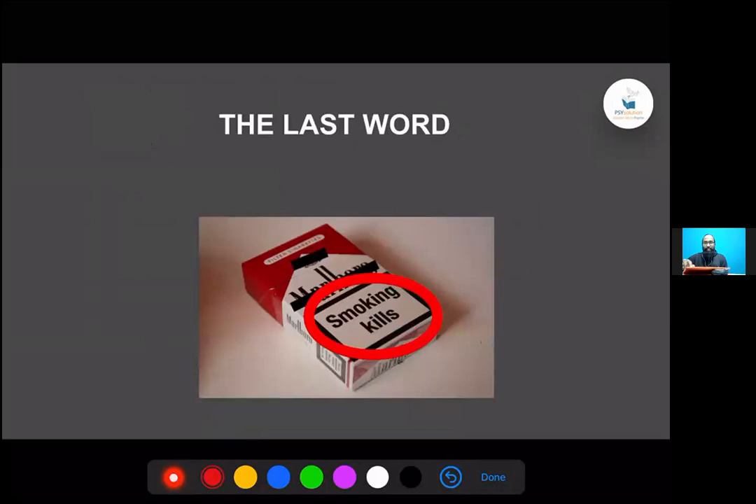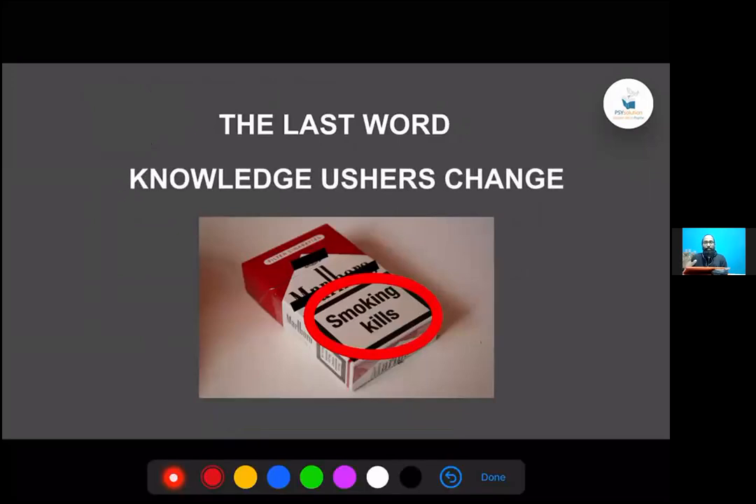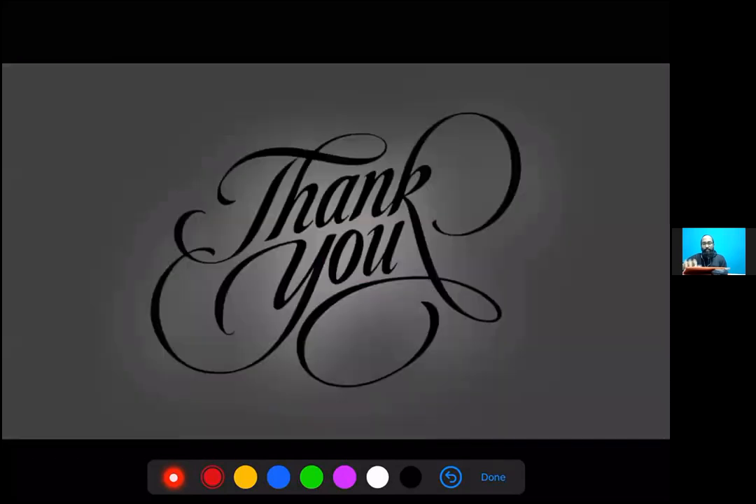So the last word is: knowledge ushers the change. That's the objective here in this workshop. We should have some awareness which brings the possibility of change from inside. The cigarette box actually, we have kept intentionally. That smoking kills is knowledge that is being thrown at people, but casually perceived. That is why the change is not happening, maybe. But if we can become a little bit conscious and a little bit curious to go deeper into the origin, we'll find a change for sure, internally driven.